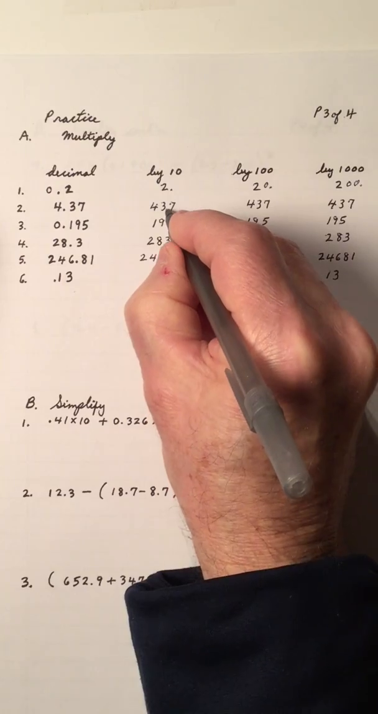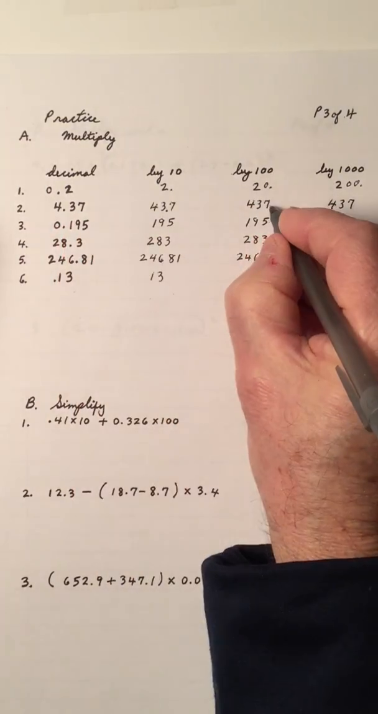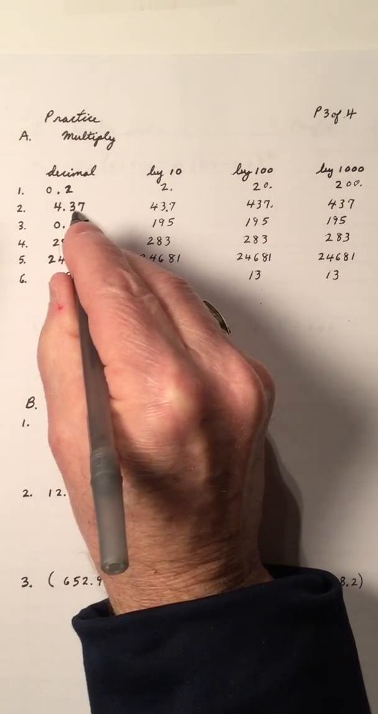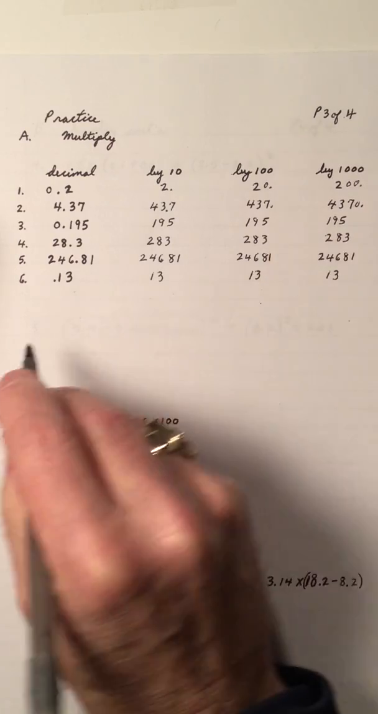Multiplied by 10, 43.7. Multiplied by 100, 2 places. Multiplied by 1,000, 1, 2, and you have to put an extra 0 on.